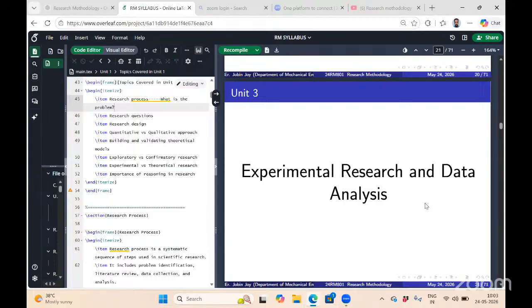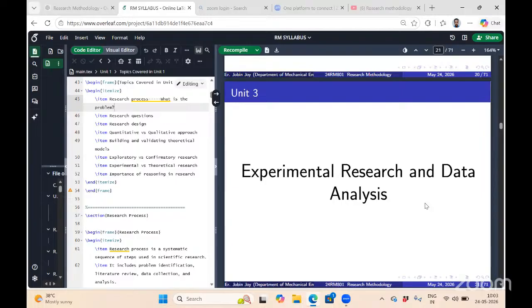Observation and surveys. Again, these are data collection methods. We can collect data through observation or surveys. We can collect research data not only through experiments. Through experiments we can collect data, but we can also collect data through observation, surveys, etc. For example, classroom observation, employee performance surveys, customer satisfaction surveys, industrial safety observation, online questionnaires, etc.